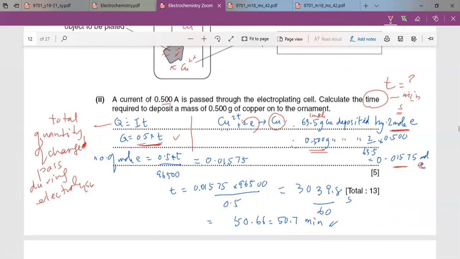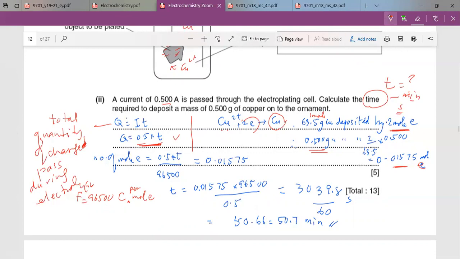Remember, this is the total charge. Now remember to use the Faraday constant. Faraday F is equal to 96500, in coulombs per mole of electrons. So here, I know that 1 mole of electrons, or I'd rather put it the other way. Sorry.